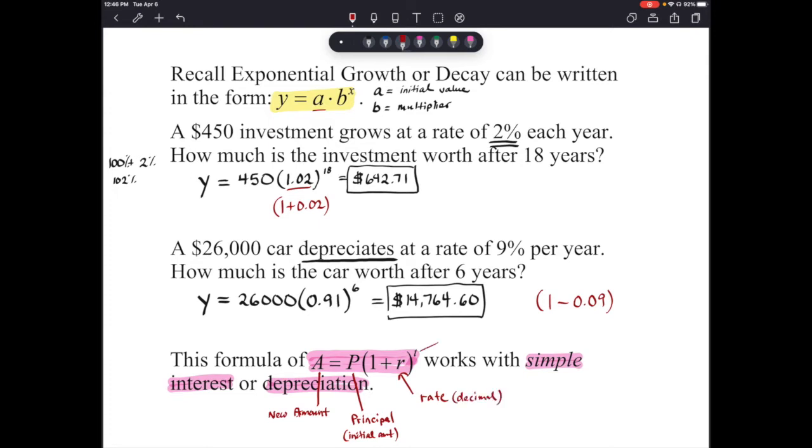And then T, we know, is going to be time. And usually, in this case here, when we're talking about simple interest and depreciation, that's usually given in years. We're looking at years. Okay, so that formula kind of relates to both of these problems. We just probably are more used to seeing it in this form when we see those.